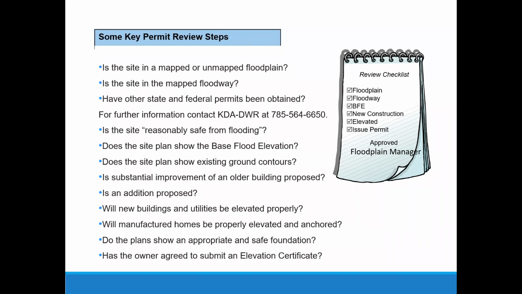And then of course, reasonably safe from flooding means, does it comply with the ordinance: freeboard, proper flood venting, flood damage resistant materials, proper anchoring, all of that. And then, does it show the base flood elevation? Everywhere in Kansas is required to have the base flood elevation developed in the regulatory floodplain in participating communities. That means zone A projects are going to need a base flood elevation developed. Does it show the existing ground contours? That's important information to have. Again, substantial improvement of a structure, especially older buildings, means you will need access to market values of structures.